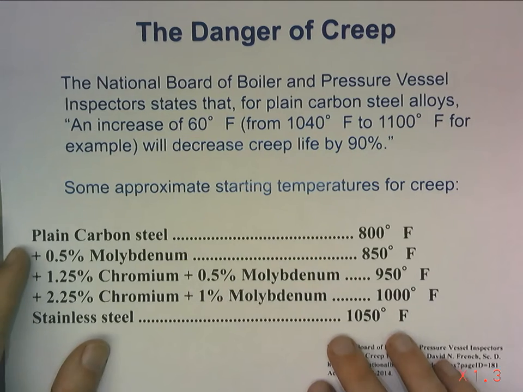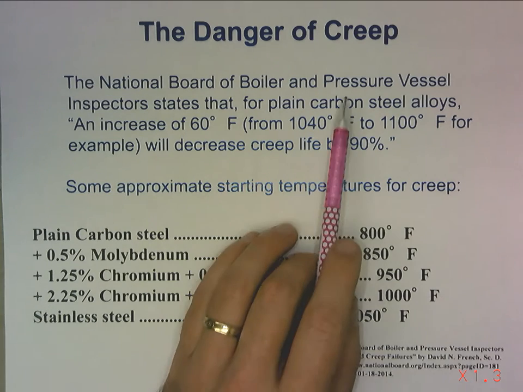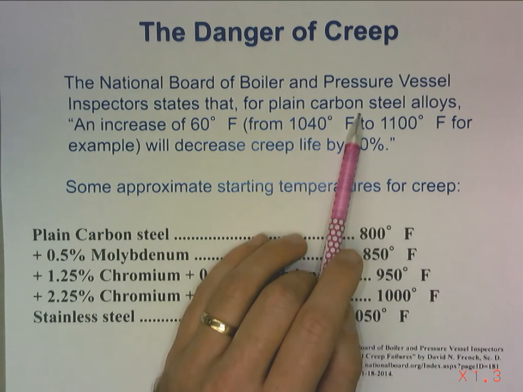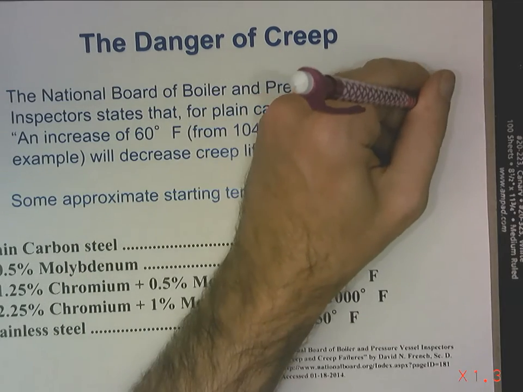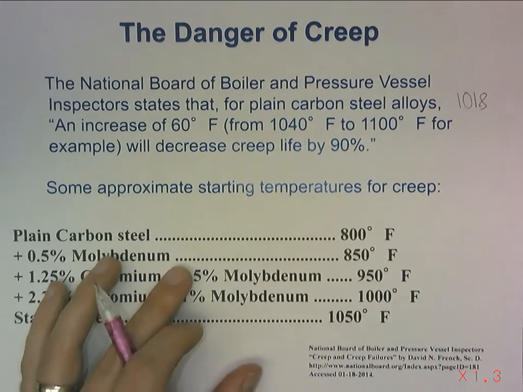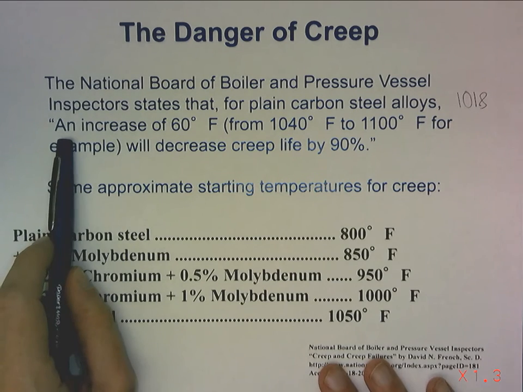So, danger of creep. Okay, this slide's filled out for you. I didn't feel like writing all this. So, National Board of Boiler and Pressure Vessel Inspectors. That used to be a huge thing in mechanical engineering. It still falls under mechanical engineering. So, talking about a plain carbon steel alloy, that's going to be like a 1018 steel. 1018, plain carbon steel, low carbon, basically an iron carbon alloy.